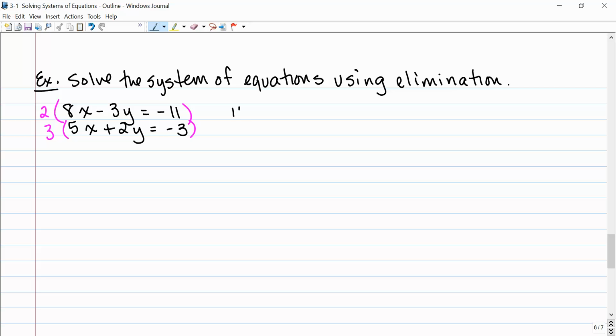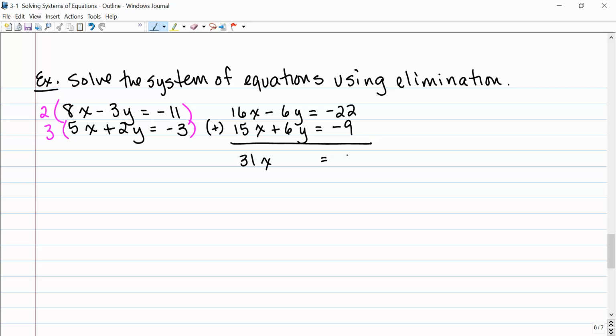So distributing the 2, that gives me 16x minus 6y equals negative 22. And distributing the 3, 15x plus 6y equals negative 9. Now notice that my coefficients of y are opposite, so if I add these two equations, I will eliminate my y's. So this is going to give me 31x equals negative 31, so x equals negative 1, and I will substitute that into any of my equations that I have there.